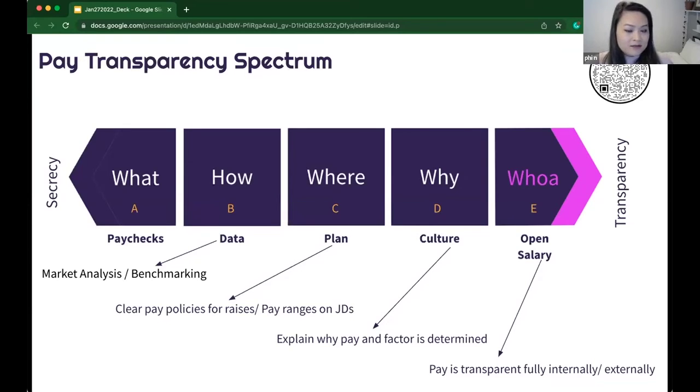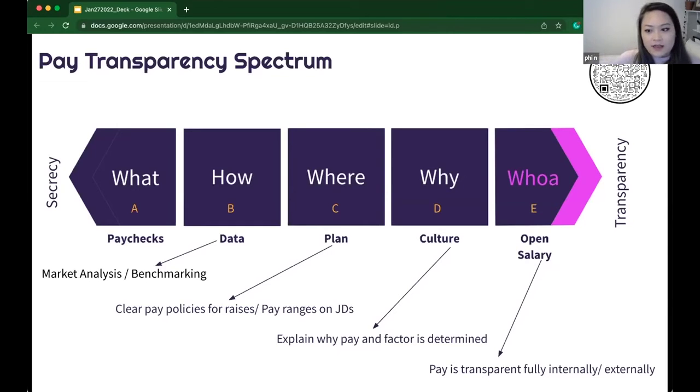And right in the middle is where employees can find clear policies on how to obtain a pay raise, or information on pay ranges, job descriptions, and pay structures at your company. And this is actually currently where Colorado lands with their recent Equal Pay for Equal Work Act. And the next step is going beyond that. It is having the ability to explain why. Why is pay determined the way it is?